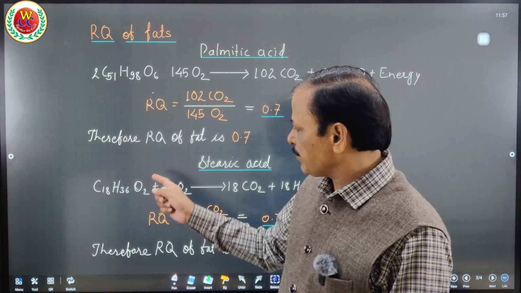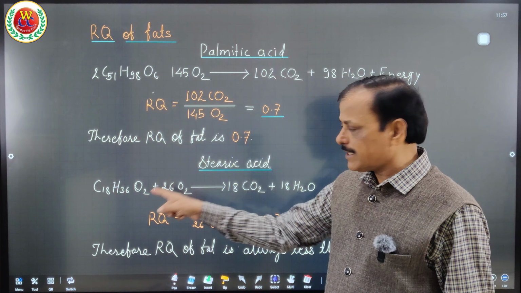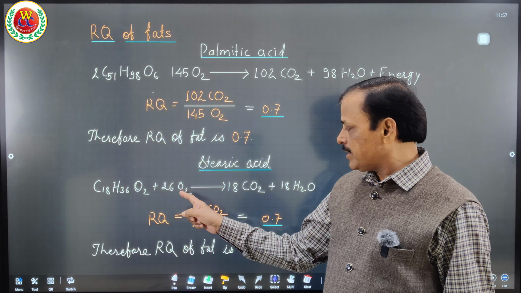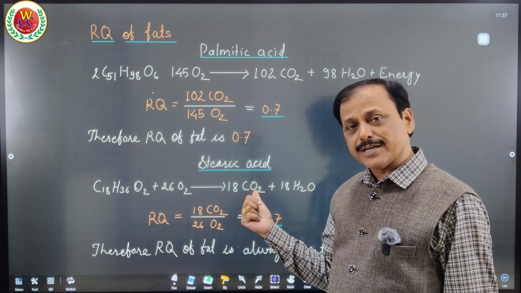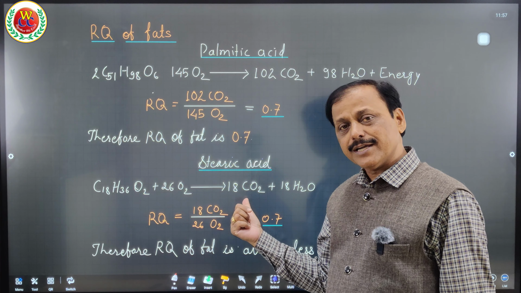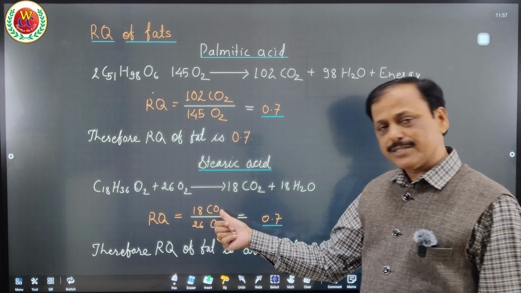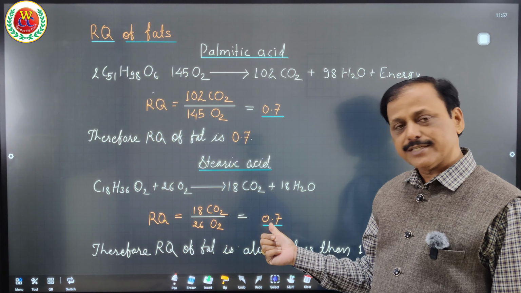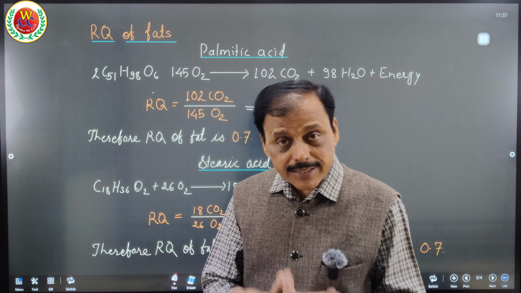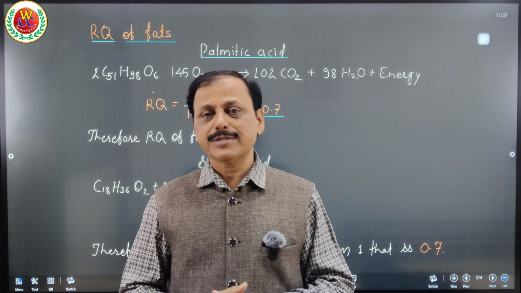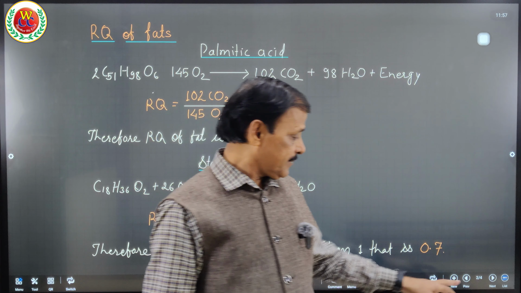Fatty acid, another example of fatty acid. So this is the stearic acid. Once again see, 26 O2 and only 18 CO2 are released. Means more oxygen required and less carbon dioxide is released. Therefore, again 18 CO2 upon 26 O2, it is 0.7. So, RQ of fat is always 0.7. That is always less than 1.